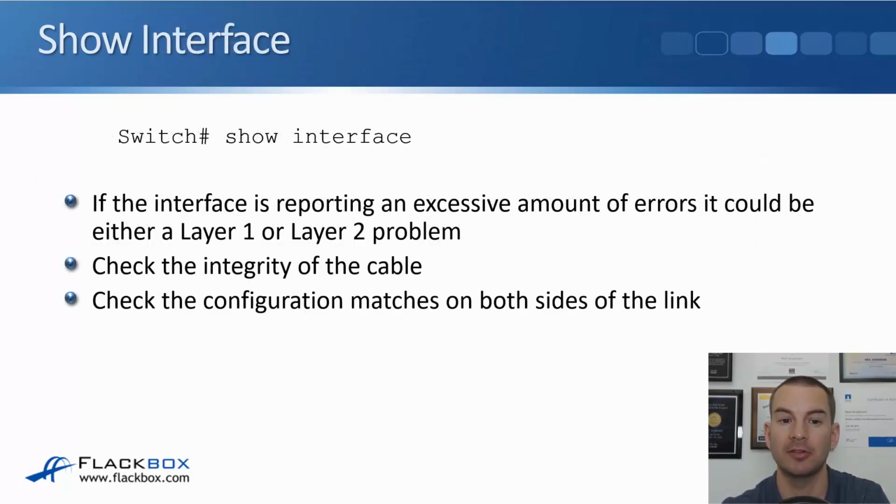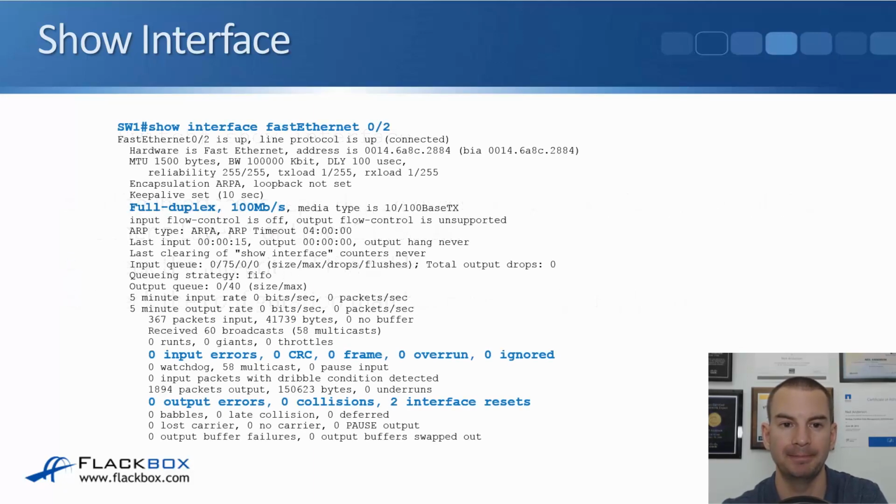Next command is show interface. If the interface is reporting an excessive amount of errors, it could be either a layer 1 or a layer 2 problem. Check the integrity of the cable. Check there's no problems with the cable. Again, check your administrative configuration matches on both sides of the link. So here's an example of a show interface command.